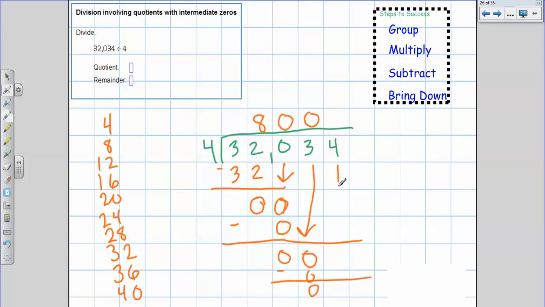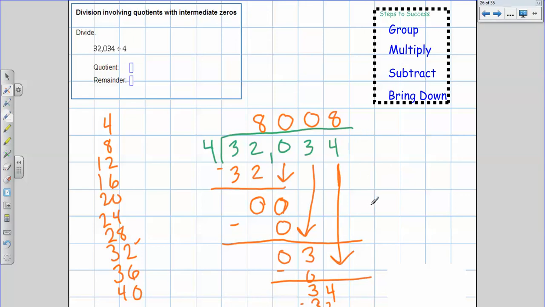And now when I bring down, oops, Mrs. Hook made a mistake. That's supposed to be a 3. So that number there is a 3. 4 still goes into 3 0 times. Sorry. But now I'm going to bring down my 4. How many times does 4 go into 34? Well, there it is again, 8. So now I have 2.